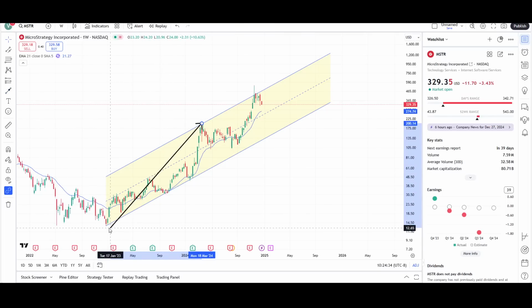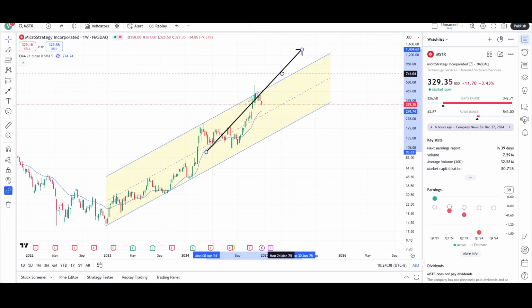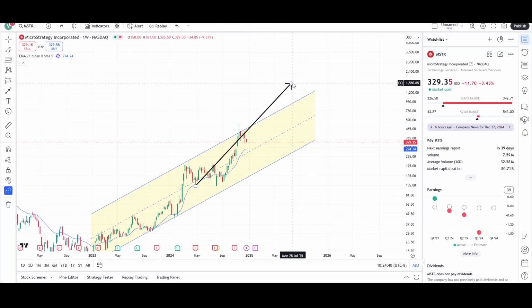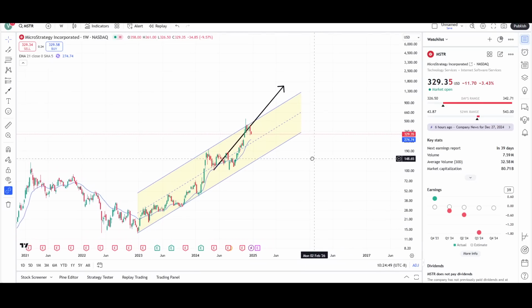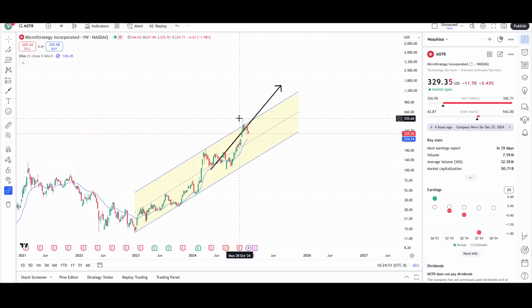We can look at a measured leg up, one leg up right here, drag this over. This will be the second leg up, and that is targeting right around the $1,500 to $1,600 price target. So I'm expecting that for MicroStrategy. That's not that far away. We just hit 543, and let's just say we triple that previous high. We double it to get to 1,000.